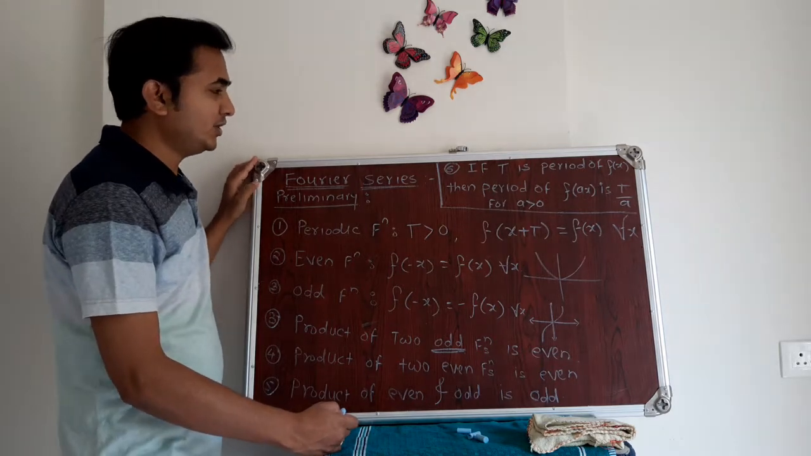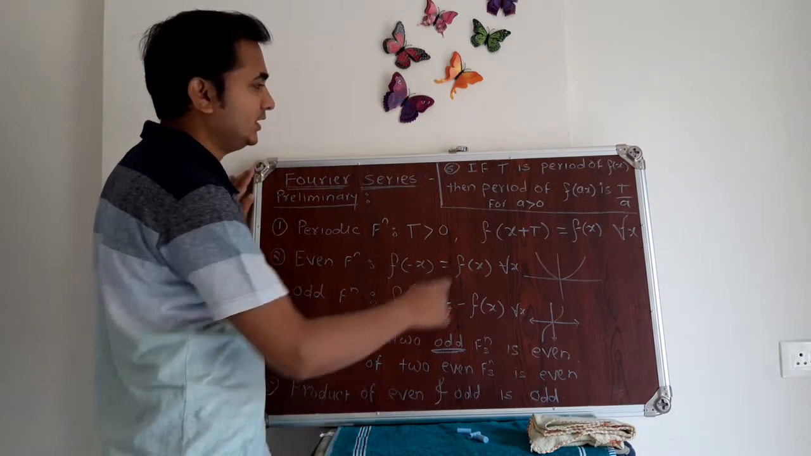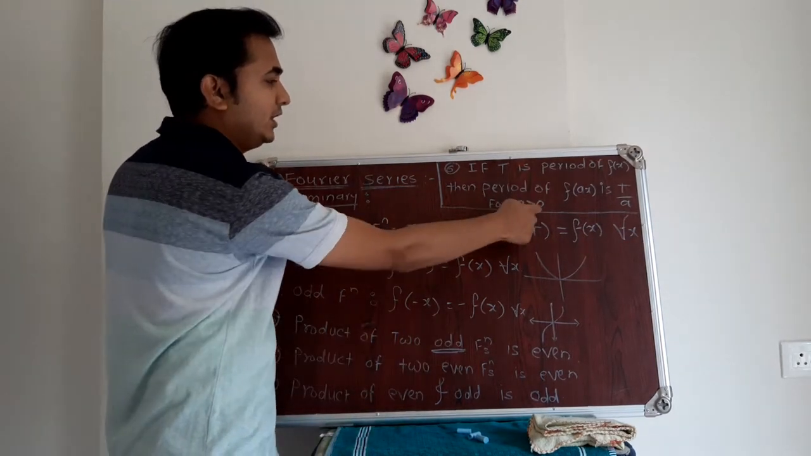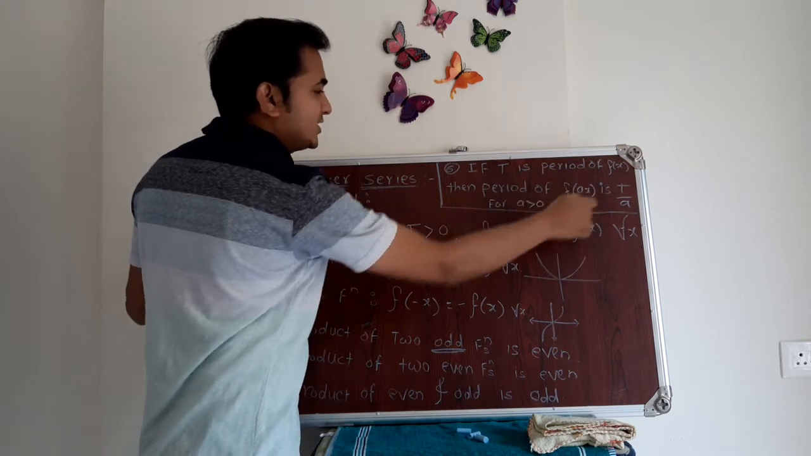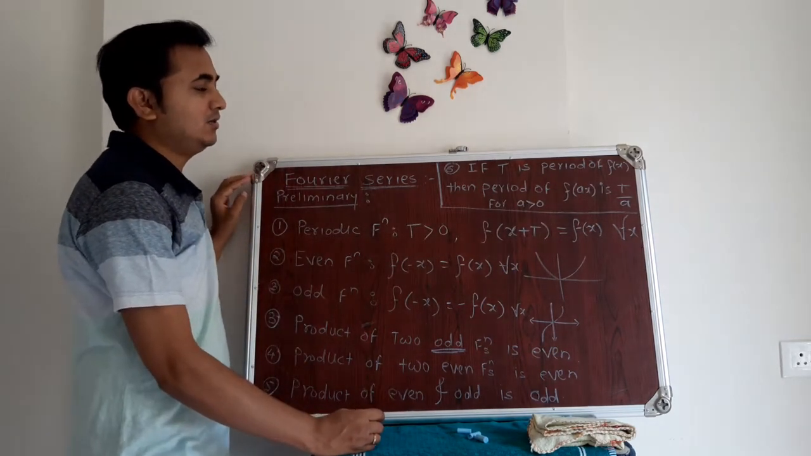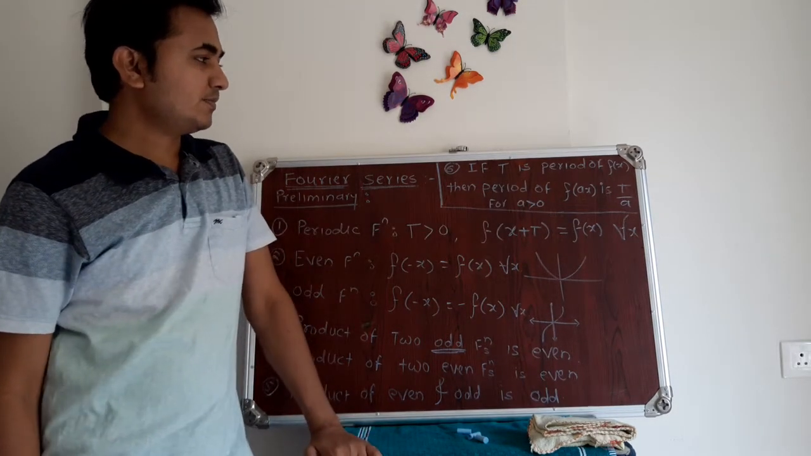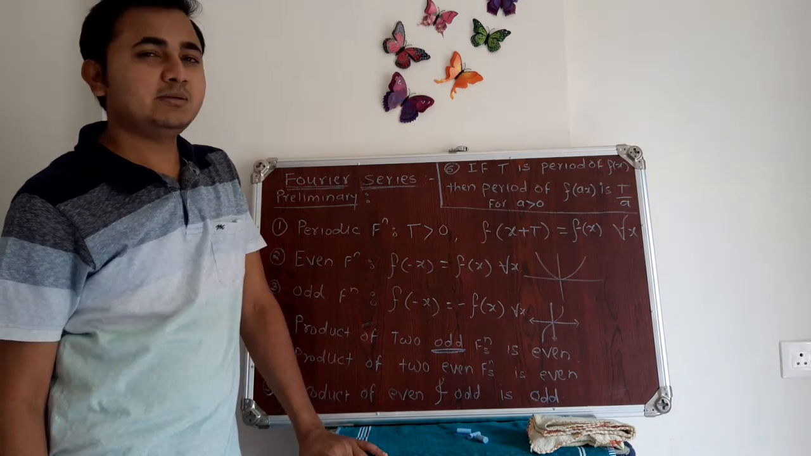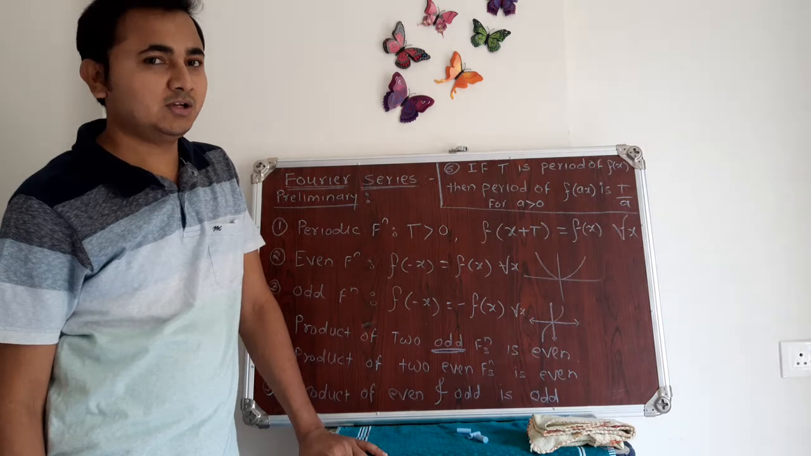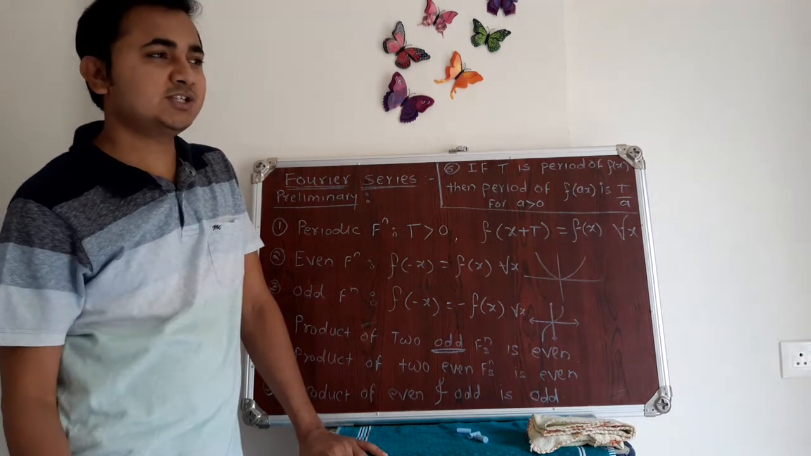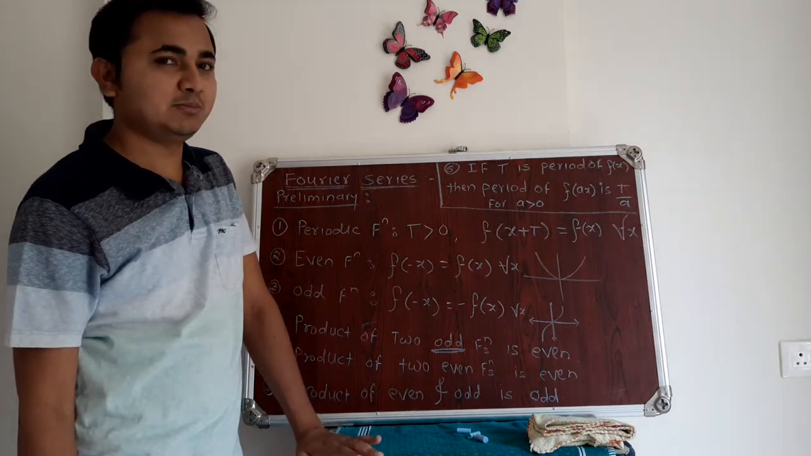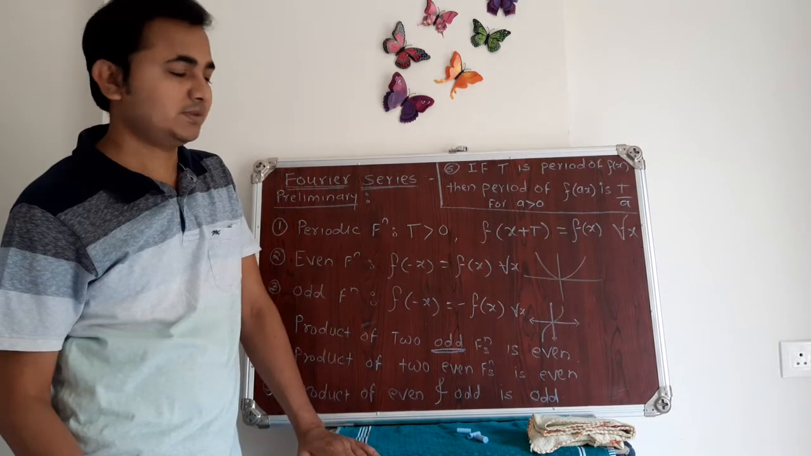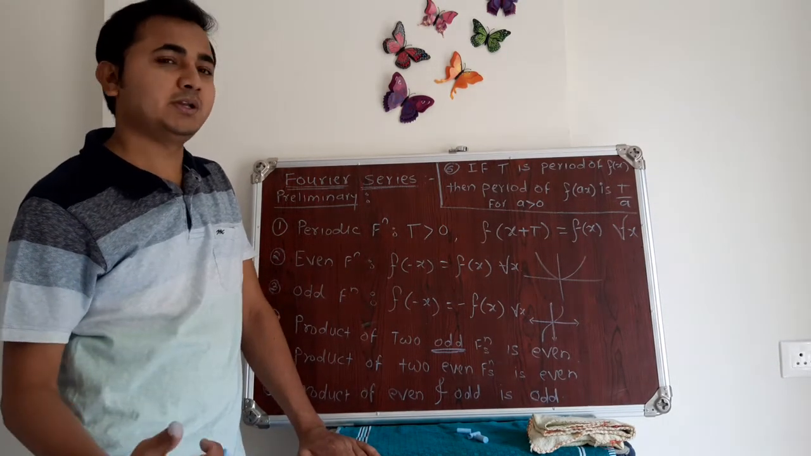And the sixth important point is that if T is the period of some function f of x, then for positive a, the period of f of ax is T by a. Now, why is this necessary? Because if I ask you what is the period of sine 3x, then you can immediately say it is 2 pi by 3, because the period of sine x is 2 pi. I am talking about the fundamental period, the least value after which the graph repeats itself. That is called the fundamental period or period.